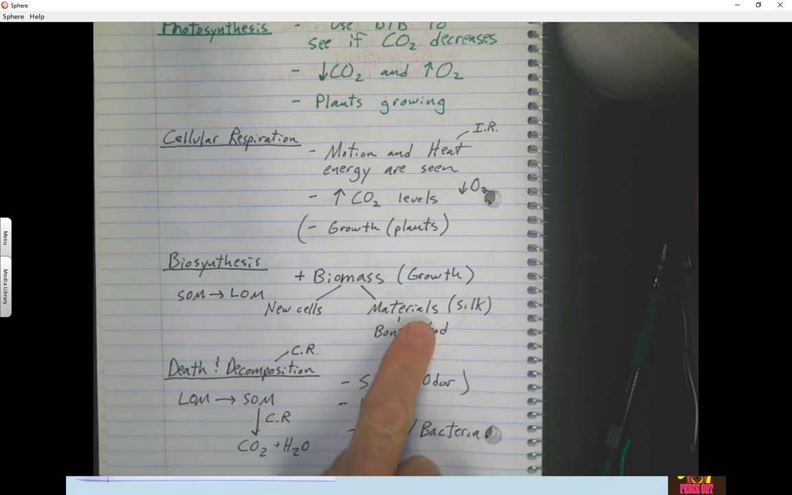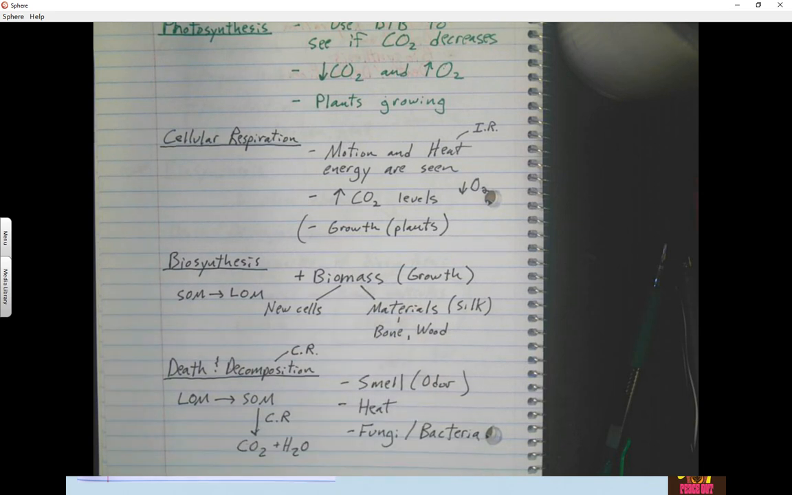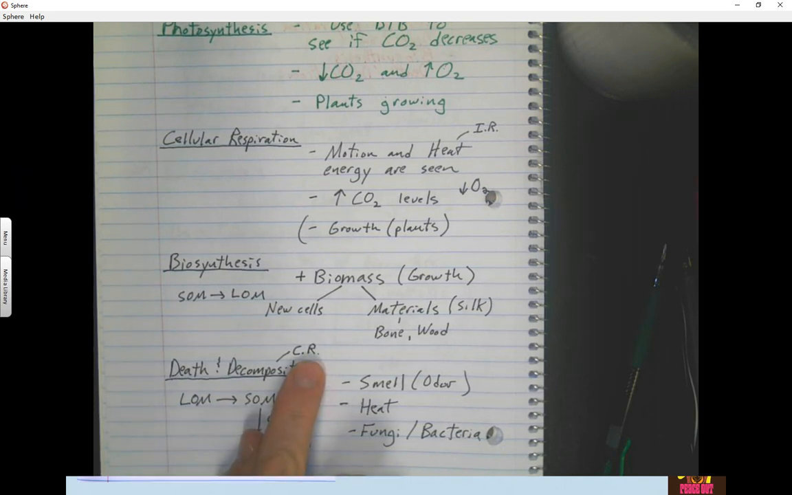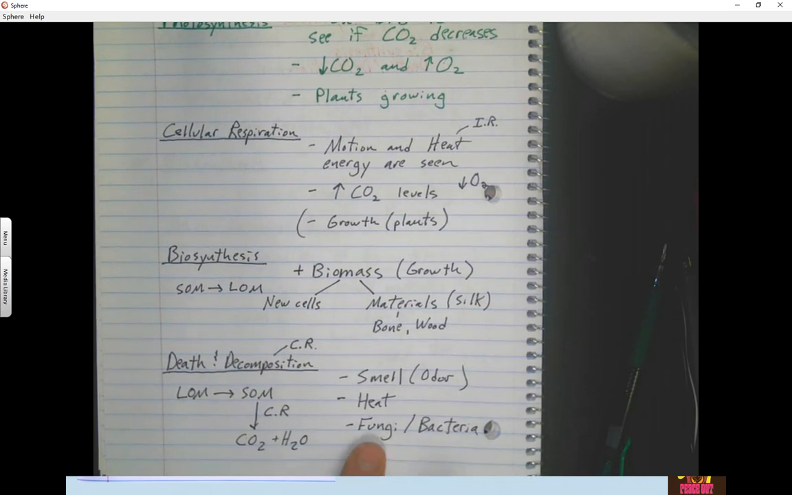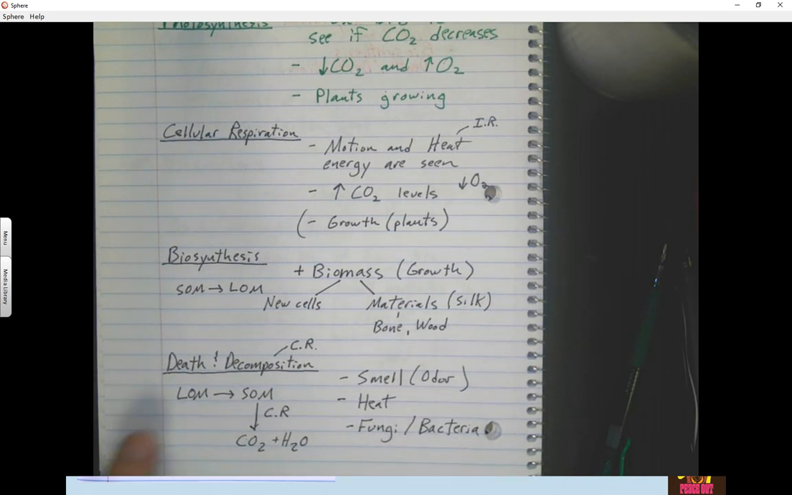cells or new materials. The opposite of this, death and decomposition or decay, also occurs, which does require the process of cellular respiration. And the organisms that are carrying out that process, fungi and bacteria, are taking large organic molecules and breaking them down into small organic molecules, so that they can use them for cellular respiration to survive. This releases CO2 back into the atmosphere where it can be reabsorbed possibly by plants down the road.